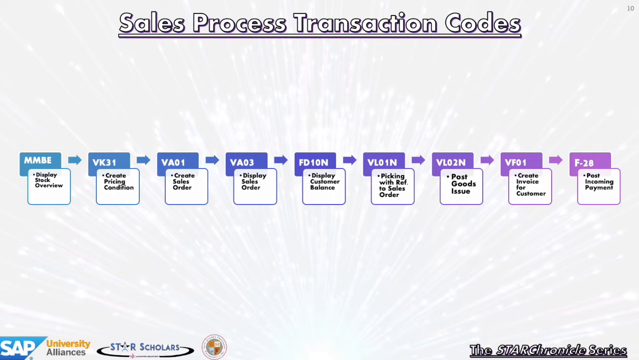To bill Philly Bikes for their sales order, we will use VF01 to generate an invoice and send it to them. Finally, we will use T-code F-28 to confirm the reception of Philly Bikes' invoice payment and enter it into our accounting ledger.